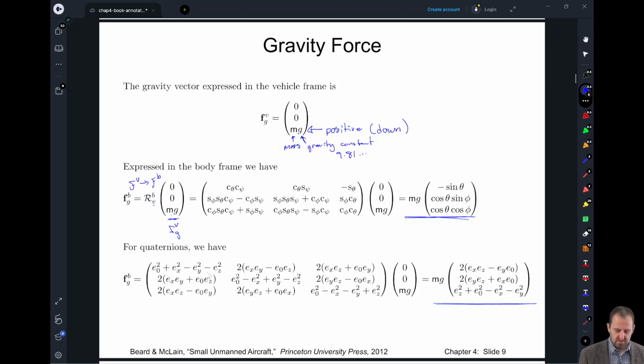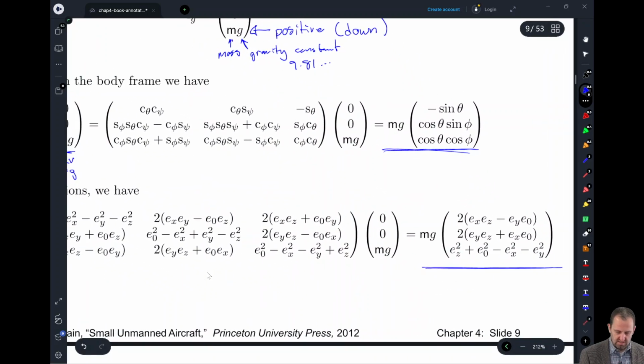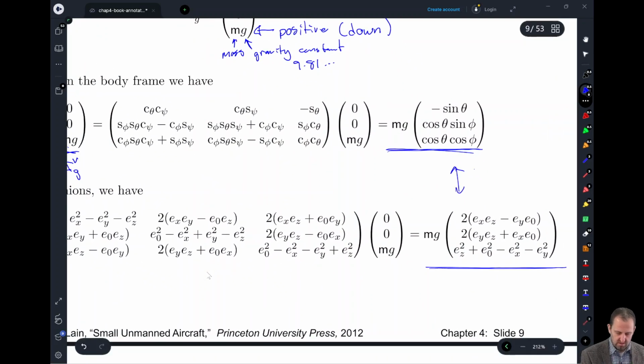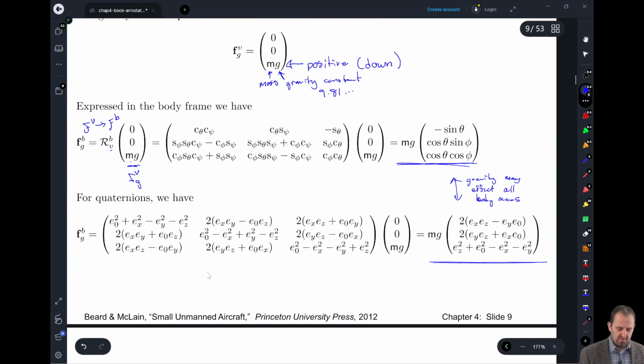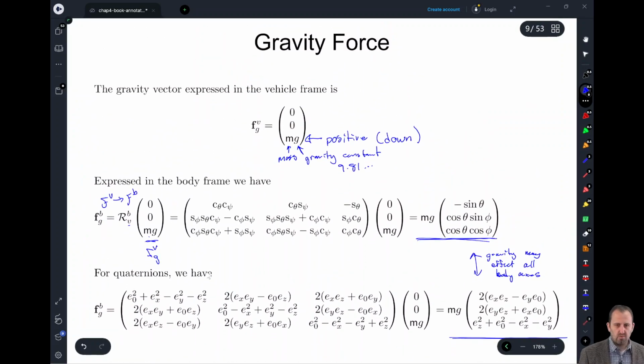The important thing to note here is that gravity may affect all of our body axes, right? Our body axes, that's what I was trying to say. Excellent. So we have our very first force. There you have it. We'll start to define these forces and their effects. In the next video, we'll jump into our second set of forces, and that's going to be dealing with our aerodynamics.